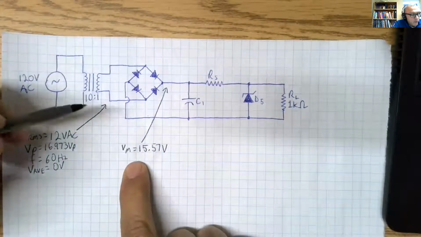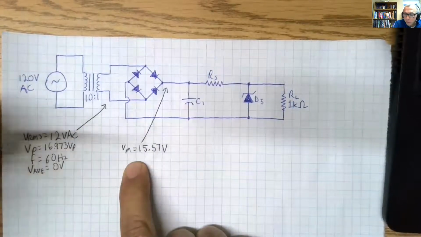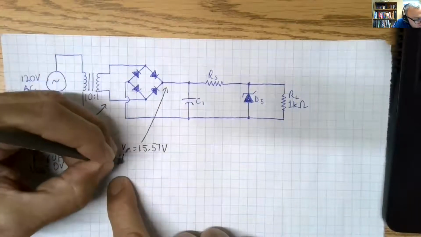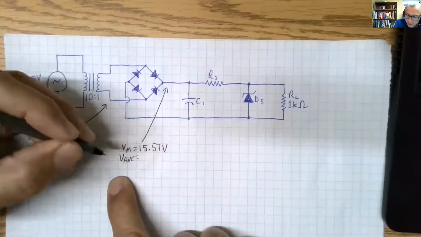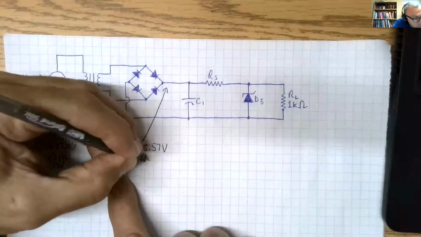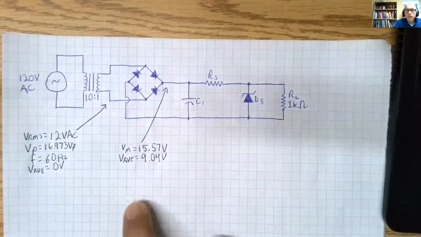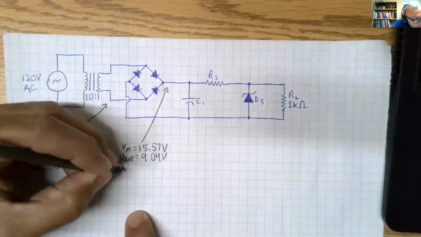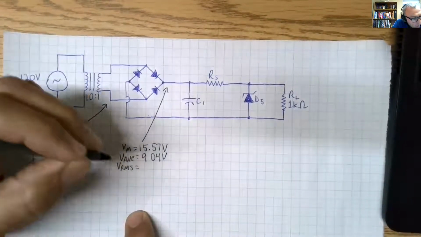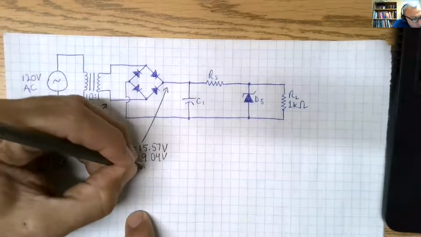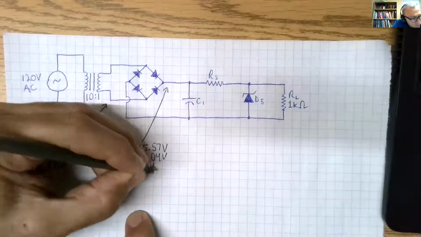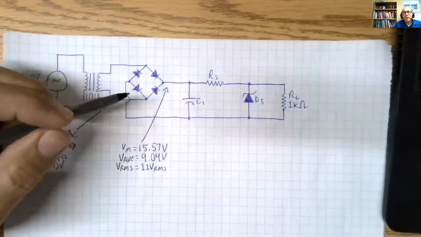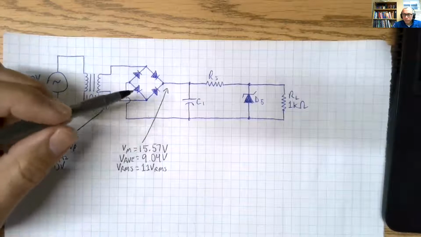So on this side now, our Vmax, as we went over before, is 15.57. The average is 9.04 volts. VRMS, as we calculated previously, was 11 volts RMS. So there's still a lot of AC in there that needs to be filtered out.